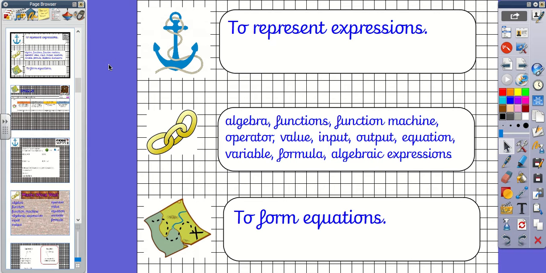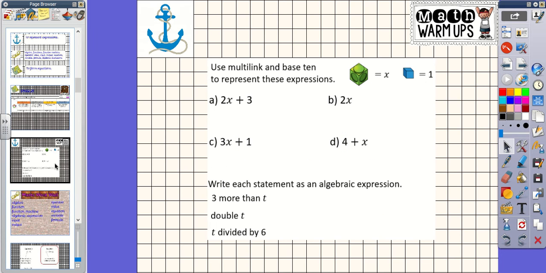So today we are continuing with our algebra, and we are going to be able, by the end of the lesson, to form equations. So to get our brains warmed up, I want you to pause this video, and I would like you to use multilink and base 10 to represent those expressions for question 1. And then for question 2, I would like you to write each statement as an algebraic expression.